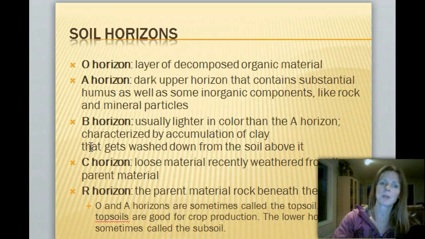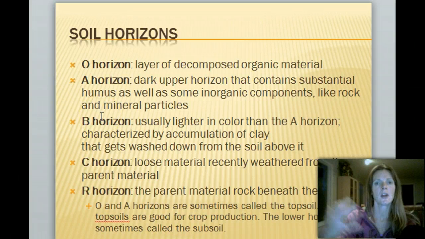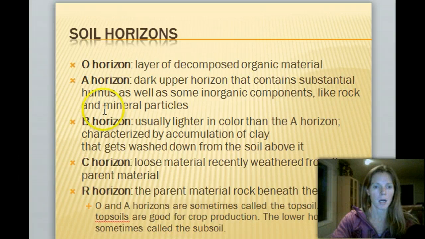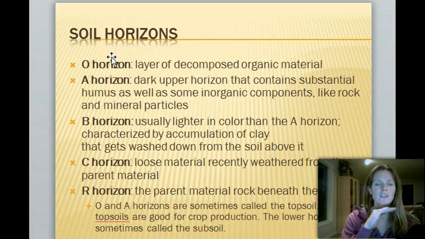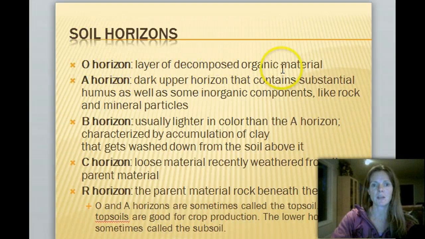All right, now I'm going to read through these and then I have an image to show you guys, but this is all in your unit, so please go over these, understand them a little bit. If you have questions, we can talk about them in class. But we call these soil horizons, basically the layers. So the O horizon is the layer of decomposed organic material, okay? And again, I'll show you a picture in just a moment.